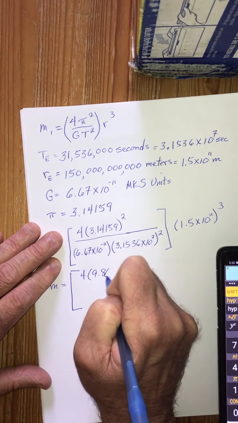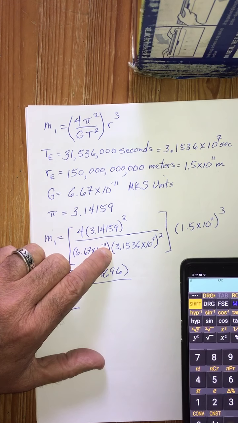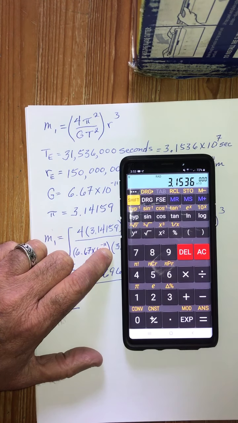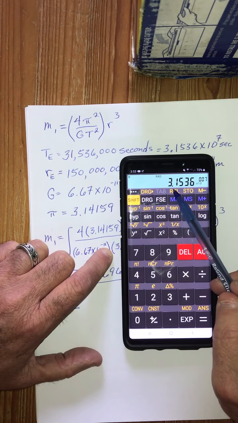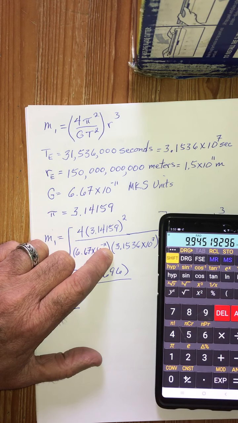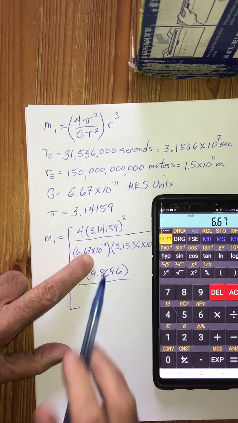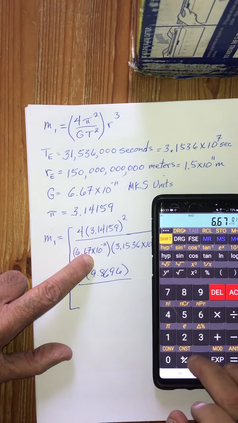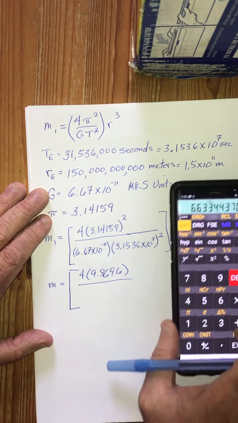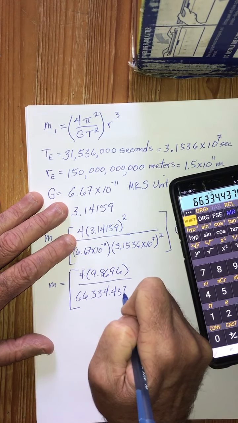4 times 9.8696, let's call it, over, and let's do 3.1536 times 10 to the 7th. Well, the way we handle that on my calculator is we hit the EXP key and then 7. And you can see on the display that it says 3.1536 times 10 to the 7th. And we're going to square that, and then we're going to multiply that by this other number down here, which is 6.67 times 10 to the negative 11. So we do exponent 11 negative. So this says 6.67 times 10 to the negative 11, and I hit equals, and we get this: 663334.43704.